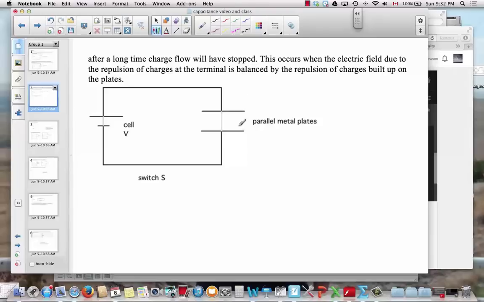So when you build up enough minus charge on this plate, and when you've pushed enough minus charge away from this one, then the flow will stop. And we say that this capacitor is now charged. Now, how long that takes, as we'll see later, depends on how much capacity these metal plates have, and also how much resistance there is in the circuit. But typically, it doesn't take very long to happen.